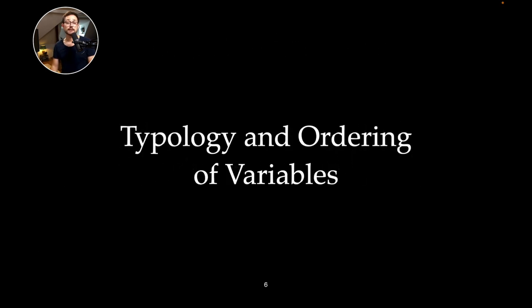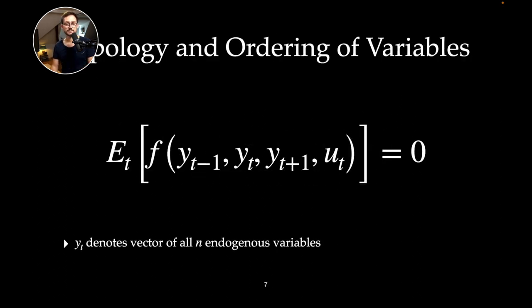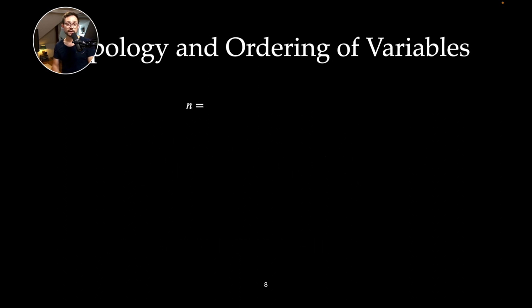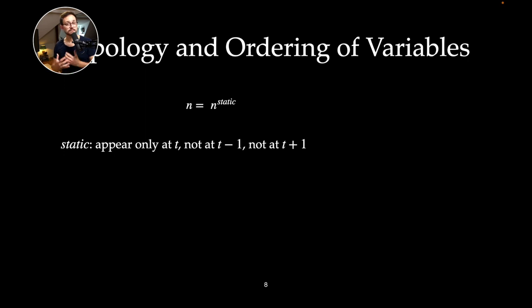I have to talk about typology and ordering of variables. First of all, we've seen that y t denotes a vector of all endogenous variables, so I have n endogenous variables in my model. Now, not all variables are the same, and particularly we have many variables, most variables for many models, that are static. They only appear at t, but not at t minus 1 and not at t plus 1.